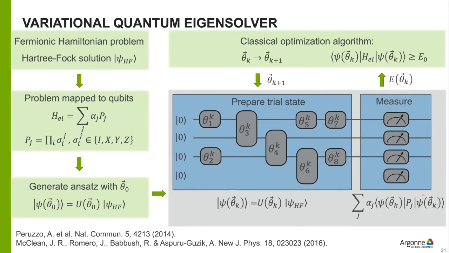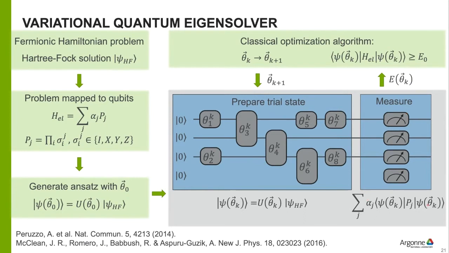And then you measure the energy of the system on the quantum computer. And using classical optimization, you update these parameters to minimize the energy, and in an iterative fashion, you minimize the energy and hopefully converge to the ground state of your system.